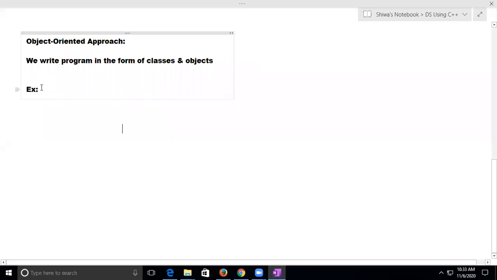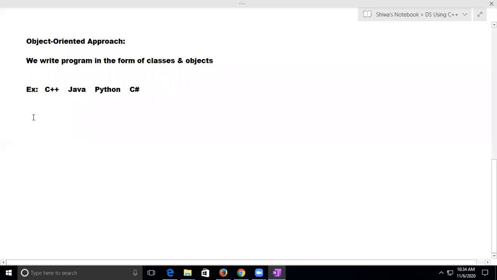Okay, Tejaswini. Yes, object-oriented approach. Object-oriented approach means we write the program in the form of classes and objects. In C++, we write the program in the form of classes and objects. Next, Java programs we write in the form of classes and objects. Python programs we can write in the form of classes and objects. C# programs we can write in the form of classes and objects. So C++, Java, Python, C#, such types of languages are called object oriented programming languages.